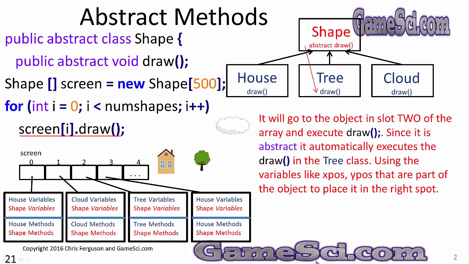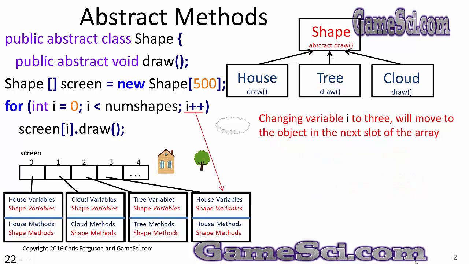Screen subscript I, which is 2, dot draw. This will go to the object in slot 2 of the array and execute draw. Since it's abstract, it automatically executes the draw routine in the tree class, using variables like x and y position that are part of the object to place it in the right spot. In order to draw anything using this scheme, you're going to take some common variables that come from class shape, and then the local variables, the specific variables that come from class tree, and draw the tree on the screen.